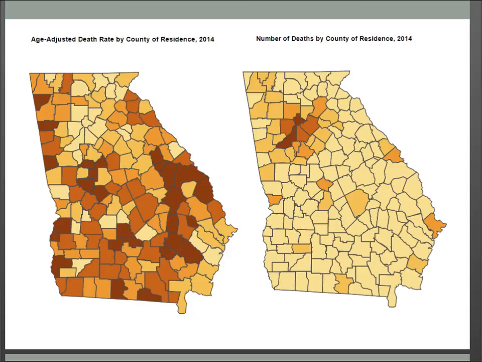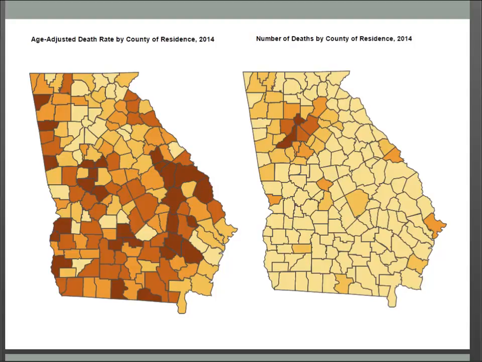So here I have a side-by-side comparison of age-adjusted death rates and then death mortality counts. And you can easily see the difference, right? The map on the right looks like Fulton County with the dark red, which is the heart of Metro Atlanta. It has the highest number of deaths. It's also because it has the highest population.